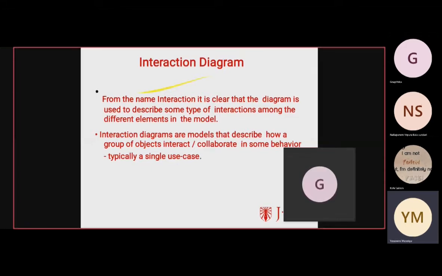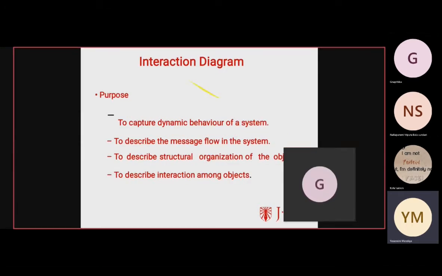If two clients or two objects are collaborating, it means the communication between those two clients has been successfully established. Coming to the points given here: to capture the dynamic behavior of a system, to describe message flow in a system, to describe the structural organization of the objects, and to describe the interaction among the objects. So an interaction diagram is majorly for the dynamic behavior of a system, how messages flow between two objects, the structural organization of an object, and how data goes to the collaborating objects.